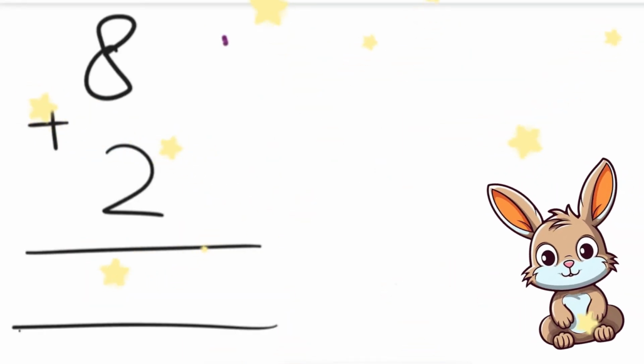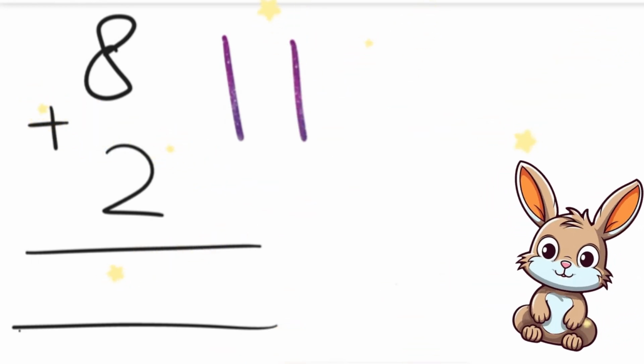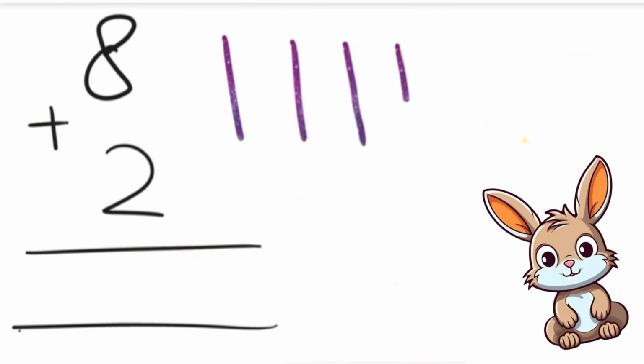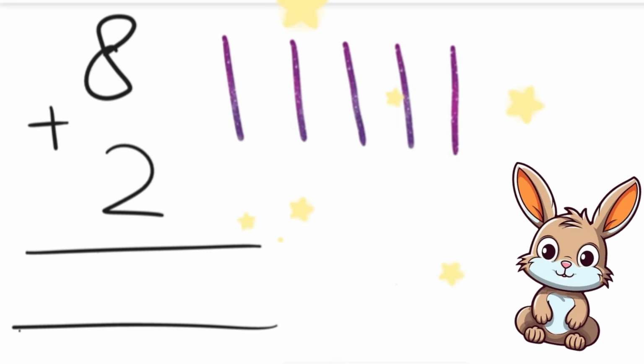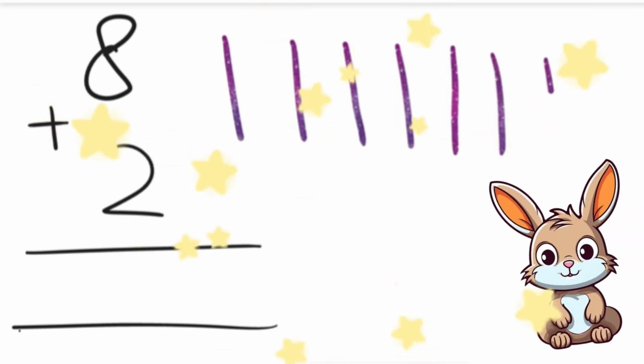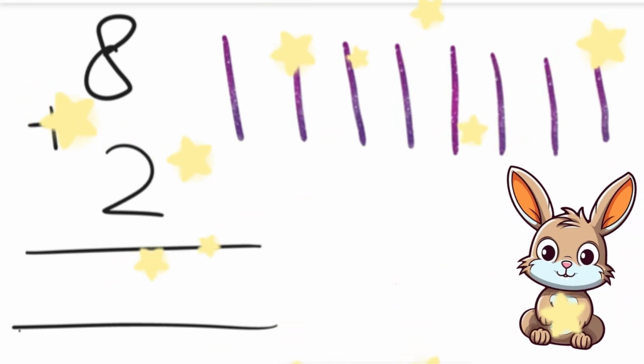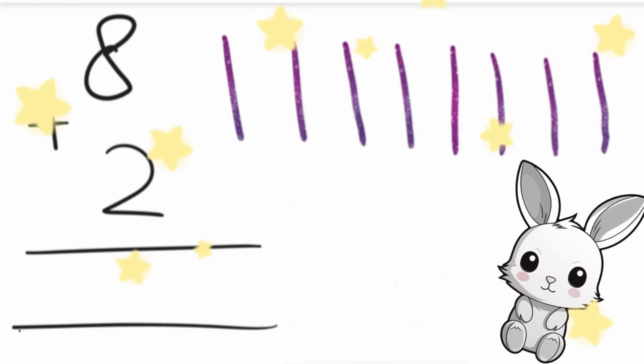The next one is 8 plus 2. It's a bigger one. So let's draw 8 lines. 1, 2, 3, 4, 5, 6, 7 and 8. So let's draw 2 more.